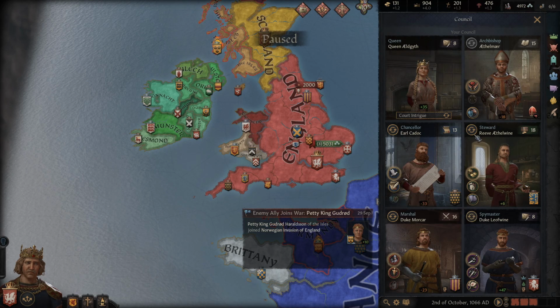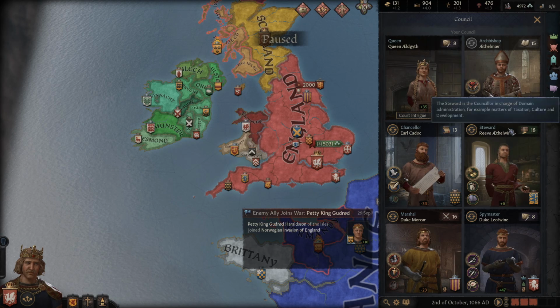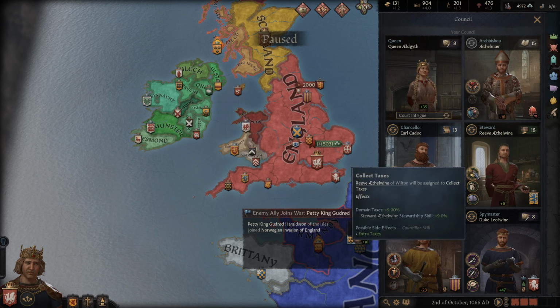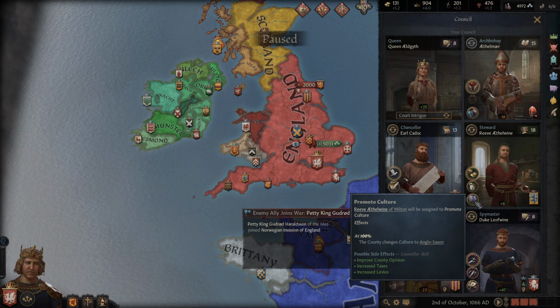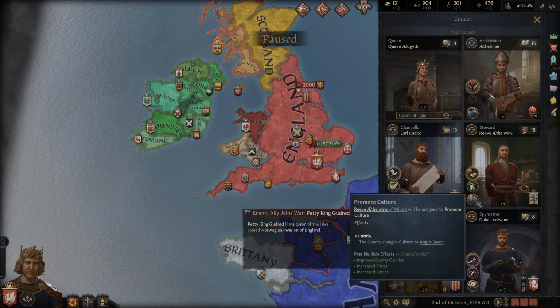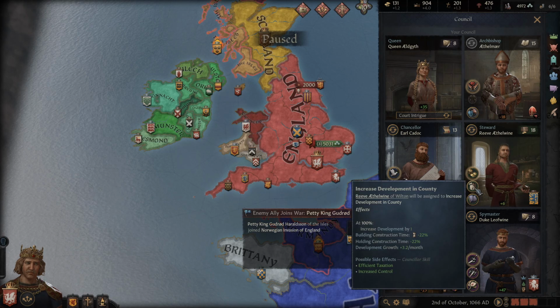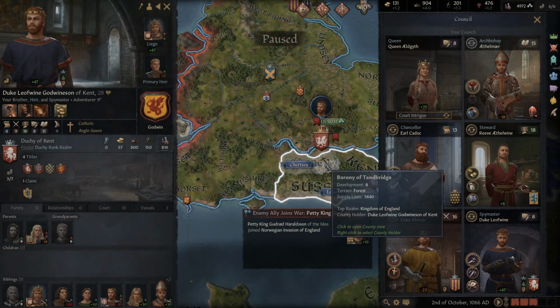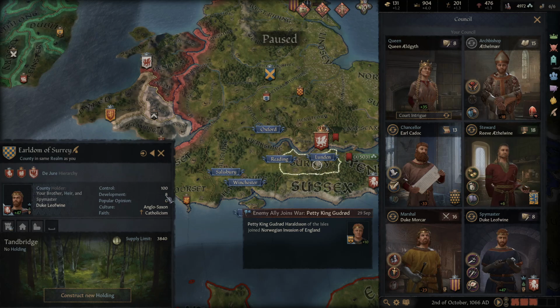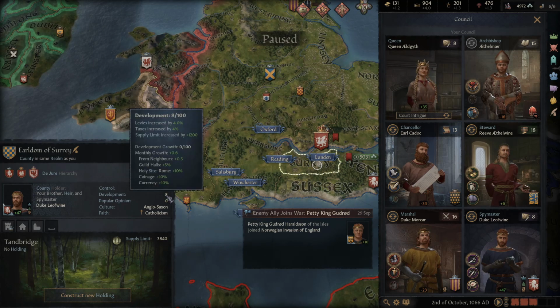Now let's move on to the Steward, the man in charge of economic affairs, and he thrives on the stewardship stat. He can increase your taxes, increase development in a county, and promote your culture in the said counties that do not follow your culture. This is basically cultural assimilation. Now, a quick word on development. Each county has a development level that ranges from 0 to 100. Each level of development grants the county increased levies, taxes, and supply limit.